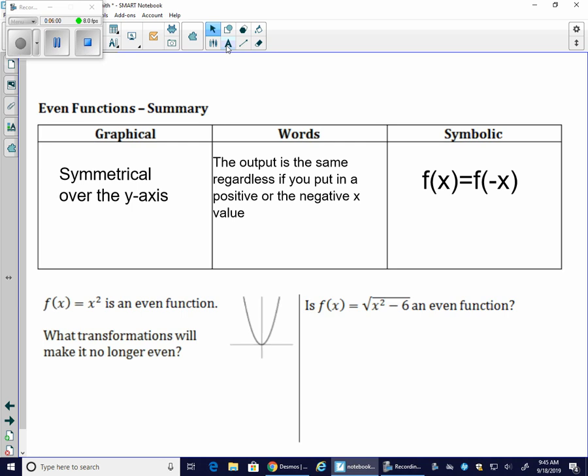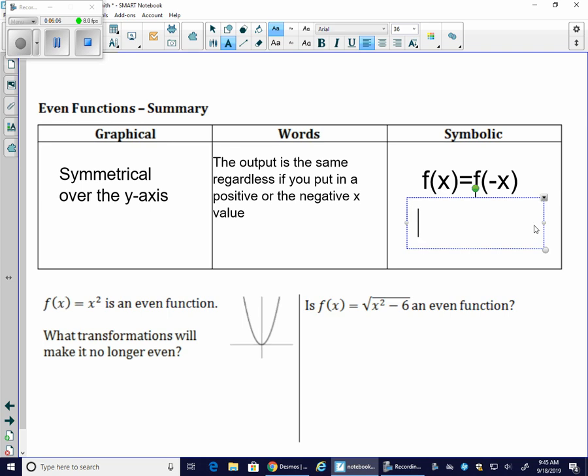If I input f of 2, and I input f of negative 2, I get the same output, which is 4.